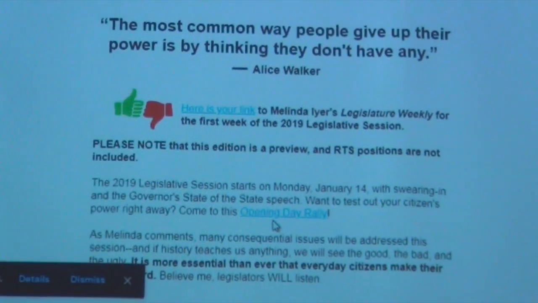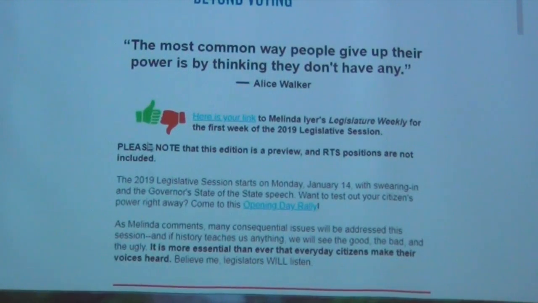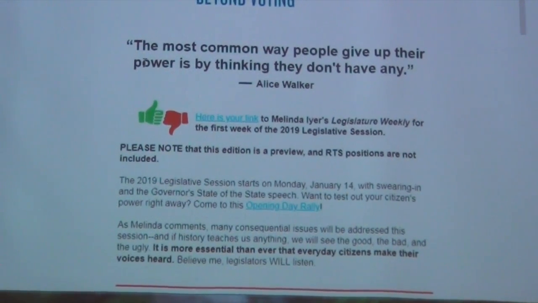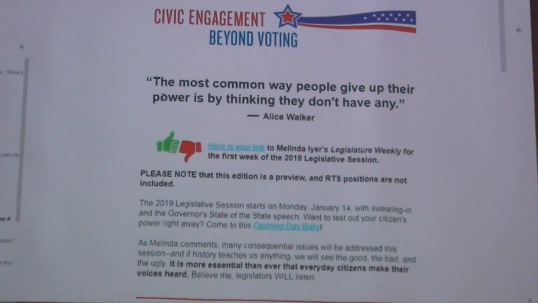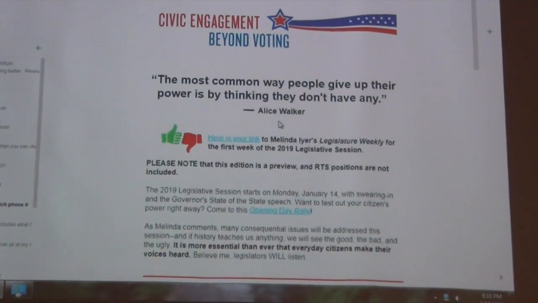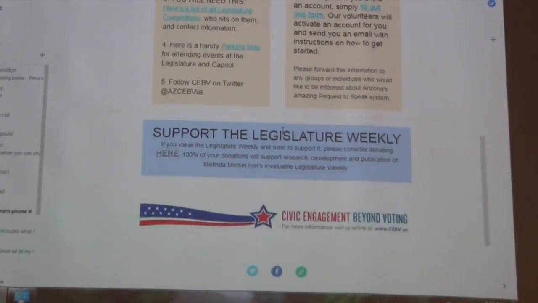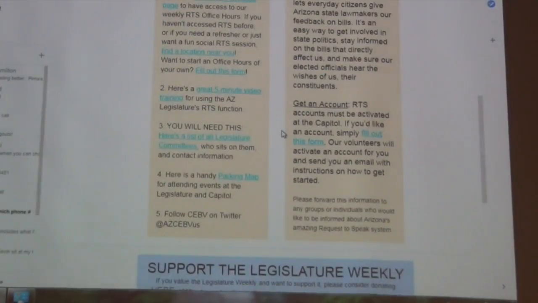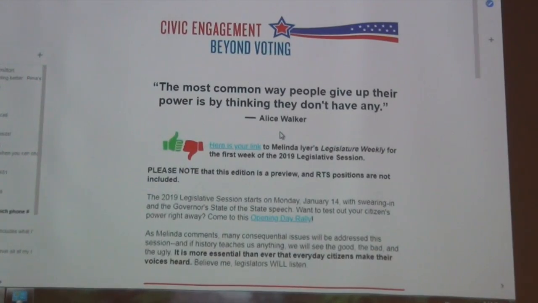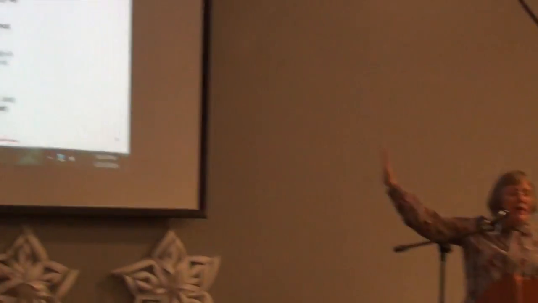This is an email. So when you go to Civic Engagement Beyond Voting, one of the things that you can do, and I know Greer talked about that in her handout, is you can sign up for that newsletter. The one from Ann Schneider, the second one, UJazz, is also very good. But this is an example of an email that came when I signed up for the email list on Civic Engagement Beyond Voting. And as you'll see, after that nice quote, it says, here is your link to Melinda Ayer's Legislature Weekly for the first week of 2019 legislative session.